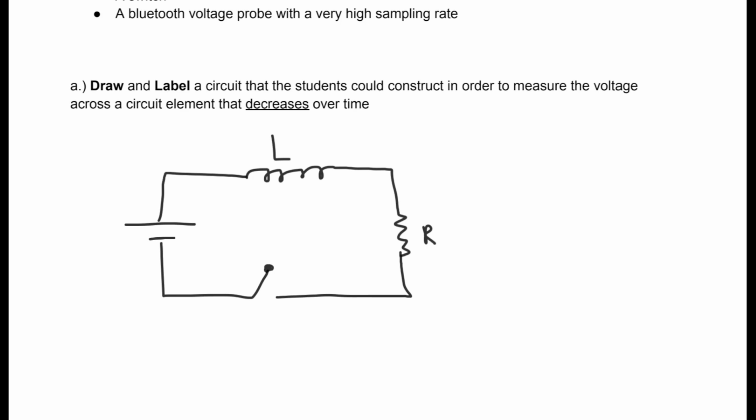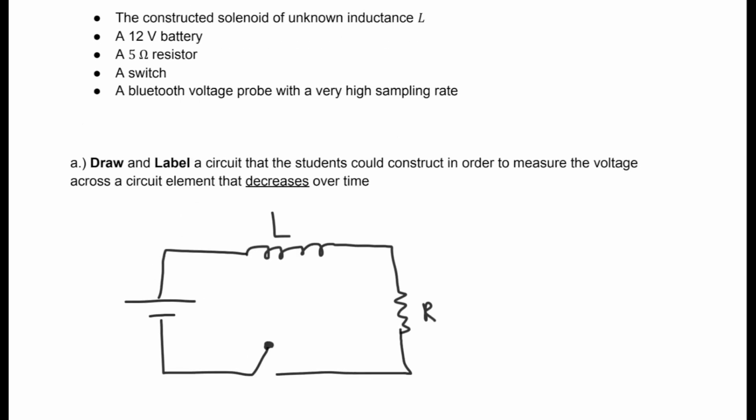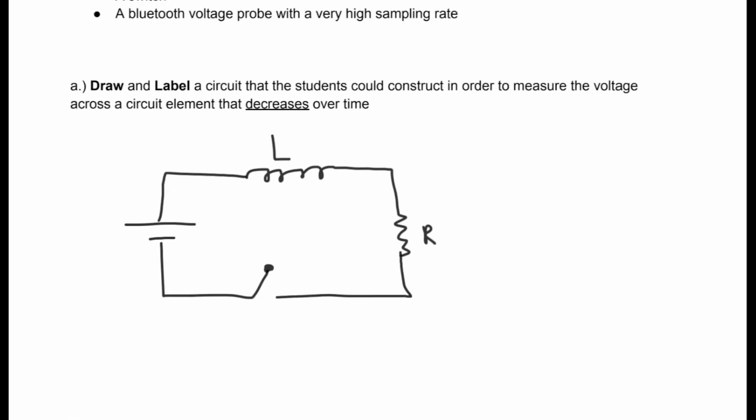So what we need is a circuit that the students could construct to measure the voltage across an element that decreases over time. So we have to think, where could I place a voltmeter such that the voltage would decrease over time? Well, we know in this circuit that if I flip the switch, the inductor is initially very unhappy and is going to completely cut off the rest of the circuit, so there's no current, meaning all the voltage drop is across the inductor. Similarly, at long times, the inductor is happy, so there's no voltage drop across the inductor. So this would be where we have to wire our voltmeter.